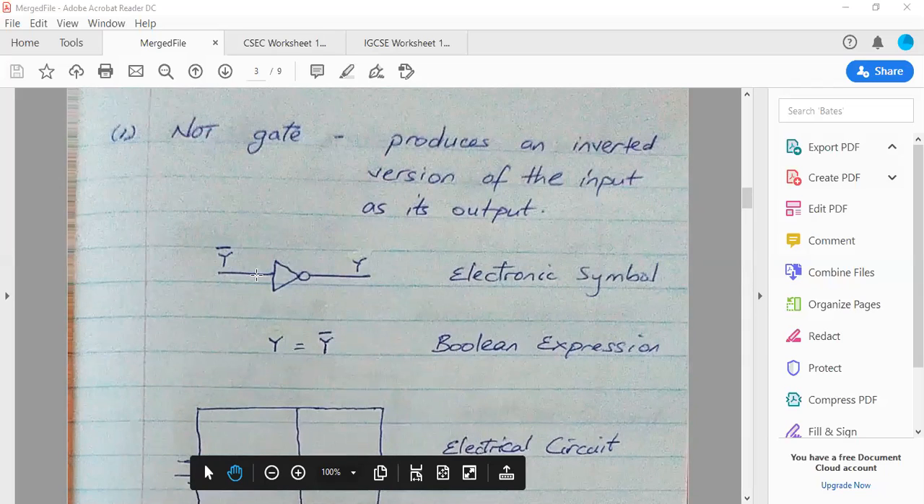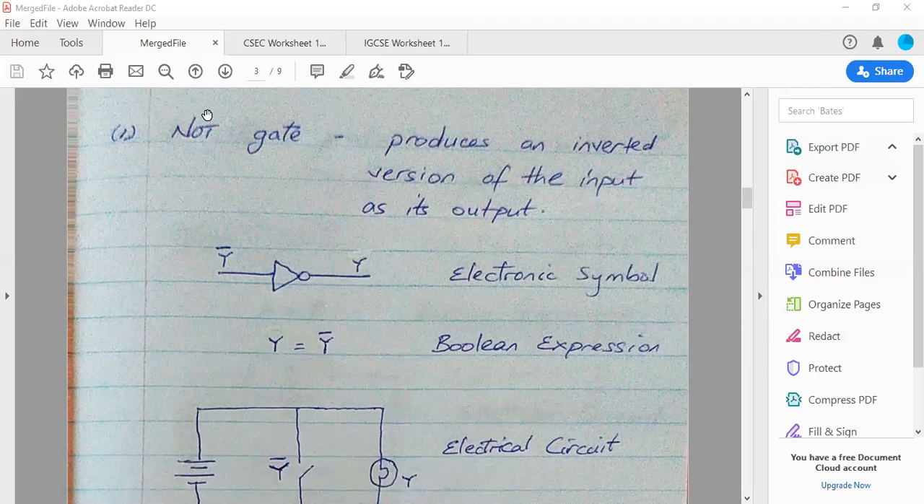An important thing to note, which I didn't include here, but you can include in your lectures, is that this NOT gate is a single input and single output gate, which means you can only have one input on this side here and one output alone. All the gates we are going to deal with would have one output, but only the NOT gate will have one input. The other gates will have multiple inputs. So you can make a note that the NOT gate only has one input and one output.